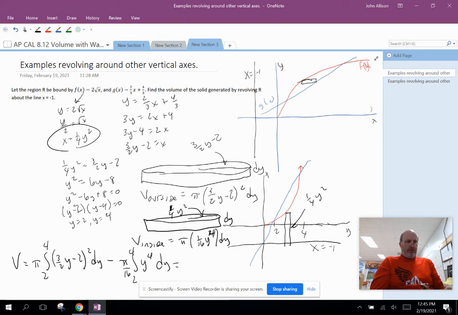Then I'm going to do the integral, math 9 from 2 to 4. And this is going to be y to the 4th, or x to the 4th in the calculator. Oops, put in the limit.